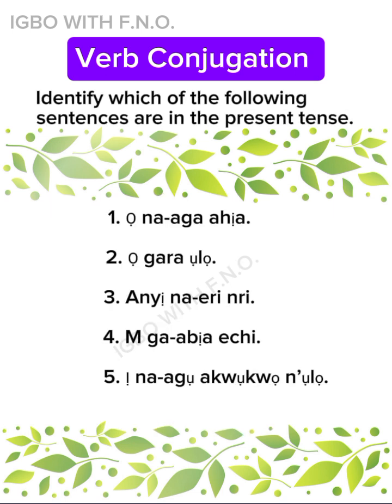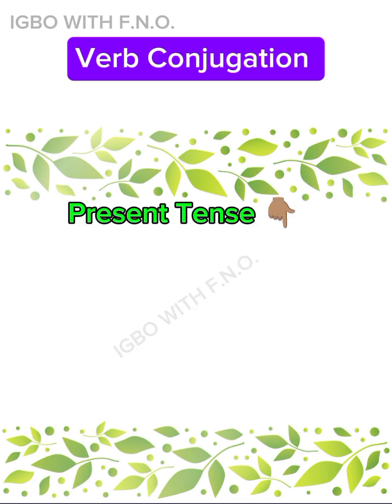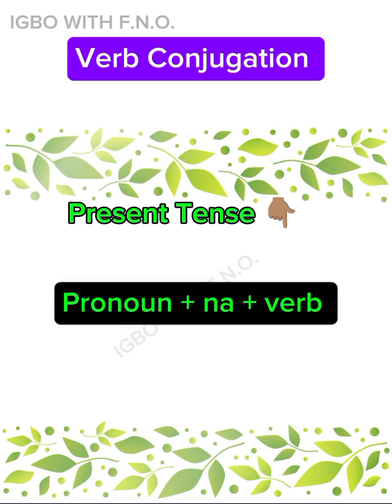Exercise 4. Identify which of the following sentences are in the present tense. So here you have your answers. Remember, to form the present tense of an Igbo verb, you simply do pronoun plus auxiliary particle na plus verb, and that's it. You're good to go.